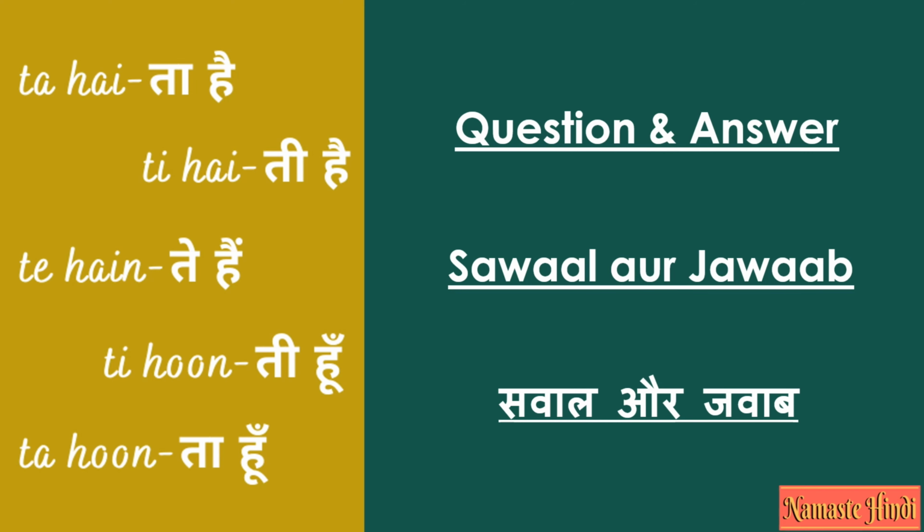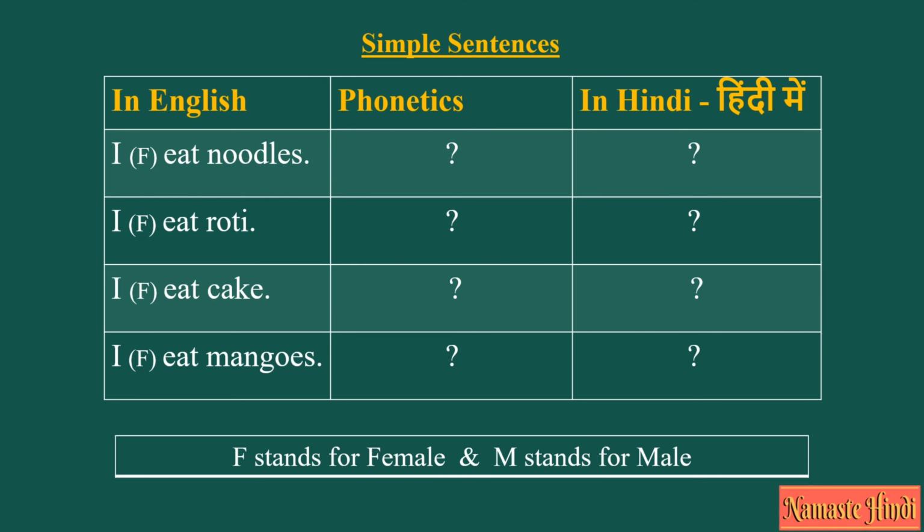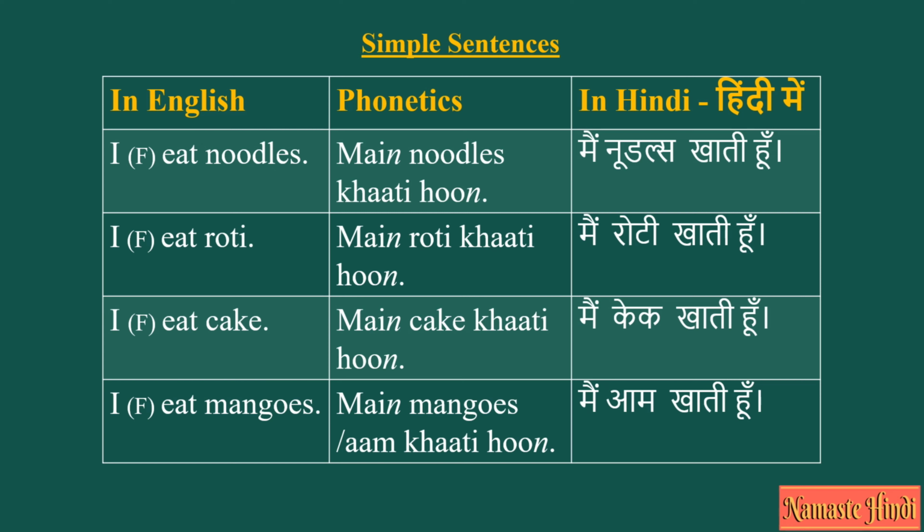Question and answer. सवाल और जवाब. Try to fill in the question marks on screen to see how much you've learned. On these slides, the F in brackets stands for female and the M stands for male. I eat noodles. मैं नूडल्स खाती हूँ. I eat roti. मैं रोटी खाती हूँ. I eat cake. मैं केक खाती हूँ. I eat mangoes. मैं आम खाती हूँ.